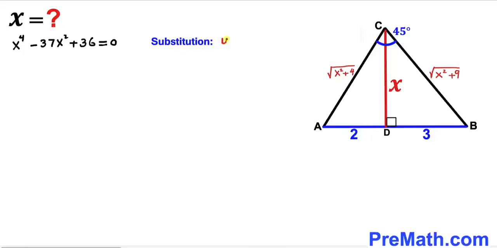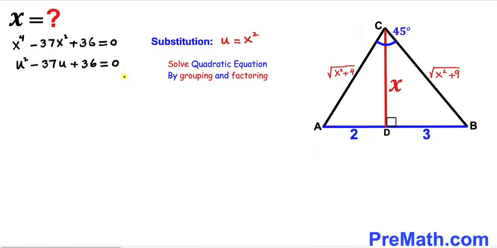I'm going to let u equal to x square. So therefore this equation is going to become simply u square minus 37u plus 36 is going to be equal to 0. And now we are going to solve this quadratic equation by grouping and factoring. Let's tweak this middle term. Negative 37u could be written as negative 36u minus 1u, as you can see in this next step.